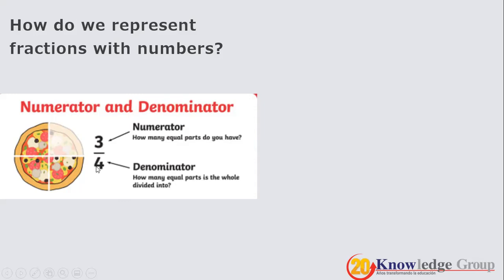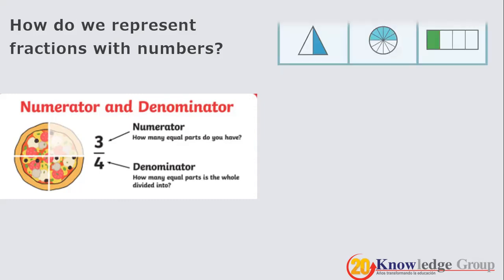But you can also say 3 out of 4. That would be okay. Remember, the number on top is called the numerator. It will represent how many parts you have at the moment or you're using. And the denominator represents the total amount of parts the whole was divided into originally.